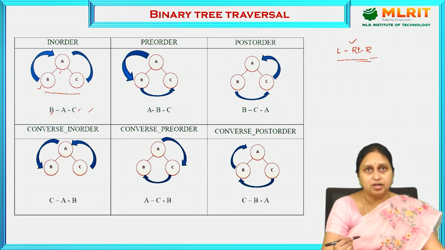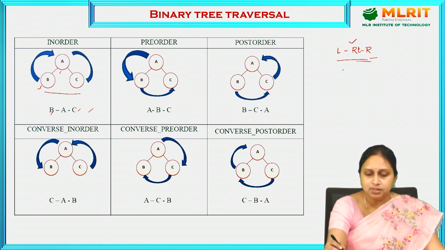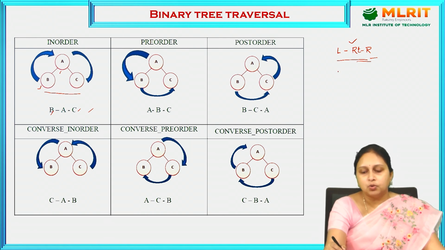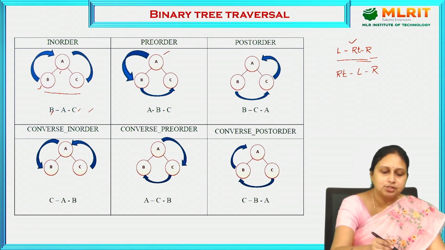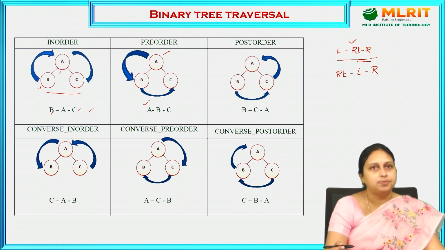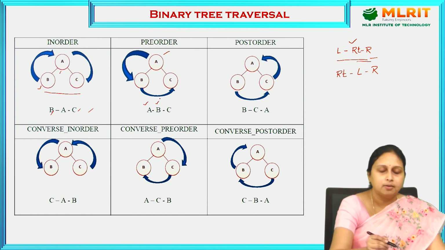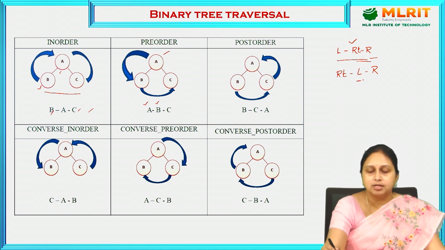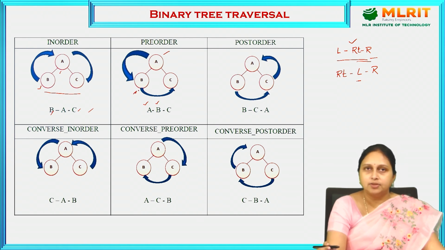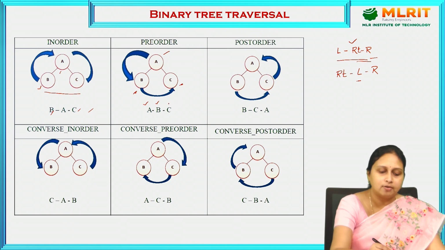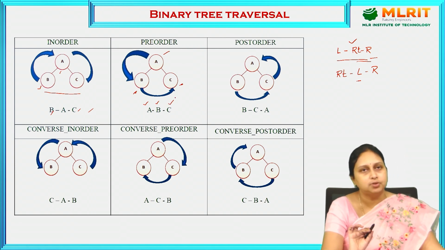In the same way, we have pre-order. Pre-order means, pre means the root should come first, then followed by the left and right subtrees. According to that, first the root should be visited, that's why we represent A, then followed by the left subtree, that is B, and the last one is the right subtree. That means we are going to visit the 3 nodes this way.